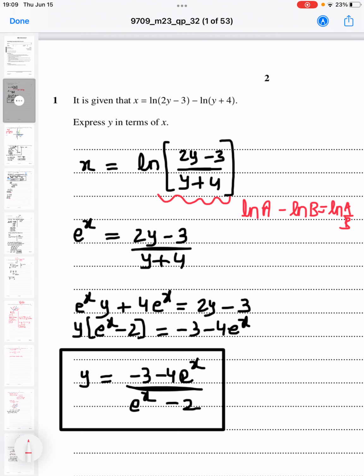So cross multiplying it and taking y as the subject would give us y equals (minus 3 minus 4e raised to the power x) over (e raised to the power x minus 2). So this is the final answer.